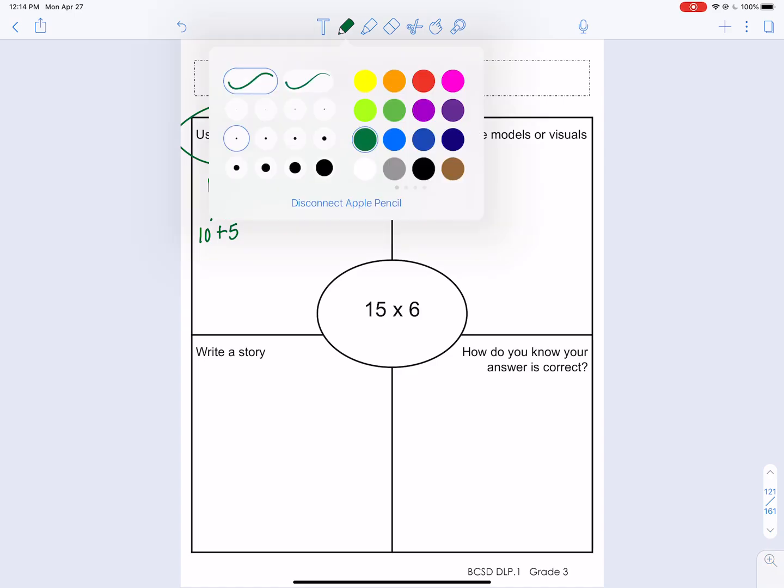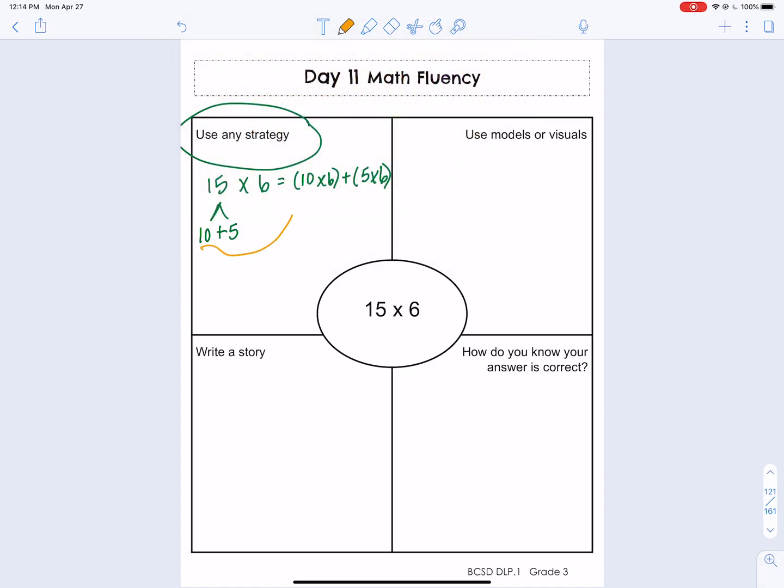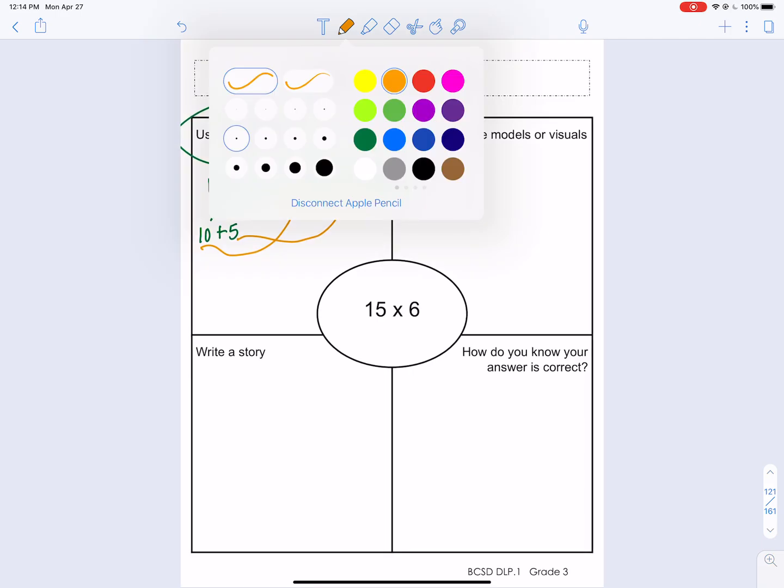Okay, let me grab a different color real quick. See, there's my 10, and there's my 5. Okay, so that's the correct way to write it. Now, I chose 10 plus 5 to break it down that way because 10 is a friendly number. It's so easy to multiply numbers by 10, right? And conveniently for this math fact, it's really easy to multiply numbers by 5 as well. So we're going to be able to figure this out in no time.